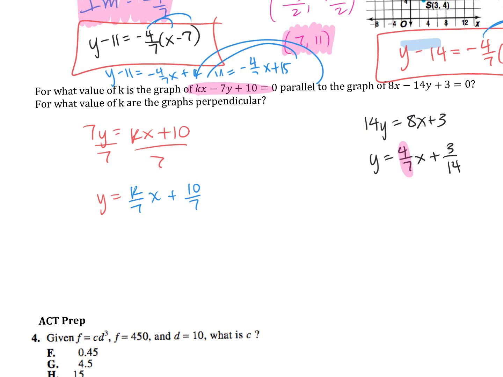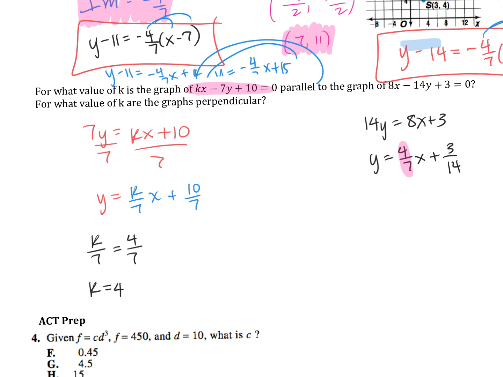Boom. So for them to be parallel, 4/7 has to equal k/7. For what value of k would k/7 equal 4/7? They just have to match up. So k is going to be 4.